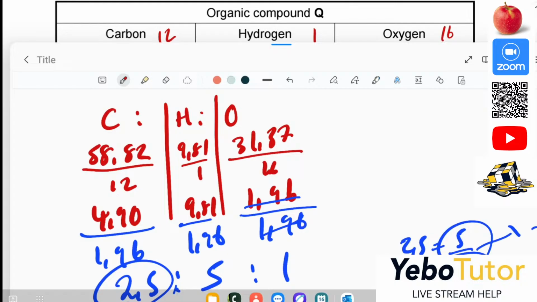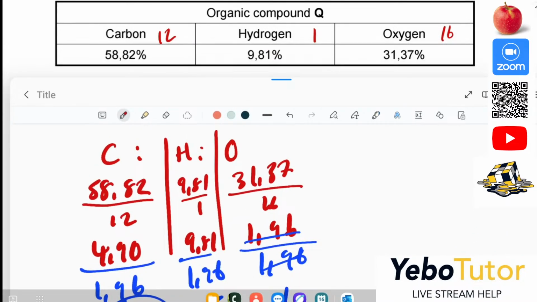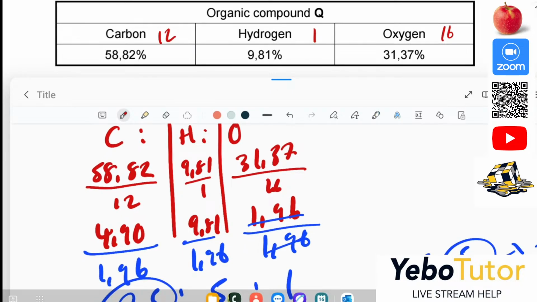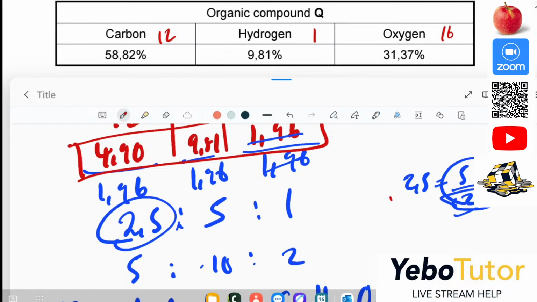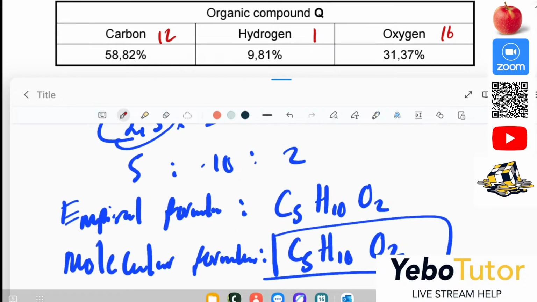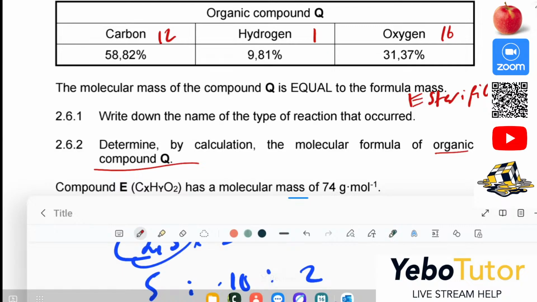Since we are already given percentages, and we know 12 is for carbon, the other is 1, the other is 16, we do the right thing. We divide the percentages to get our ratios, then simplify by dividing all through by the smallest one. Since we got 2.5, which is the same as 5 over 2, we multiplied all through by 2. Then we ended up with our empirical formula C5H10O2, and our molecular formula as well will be C5H10O2. Great, that's 5 marks.